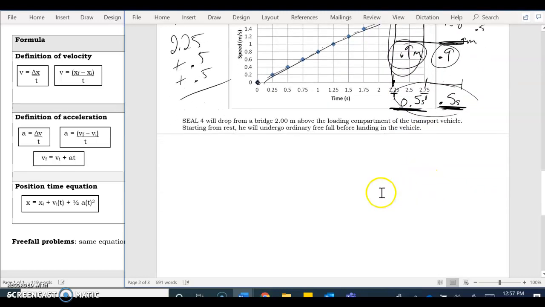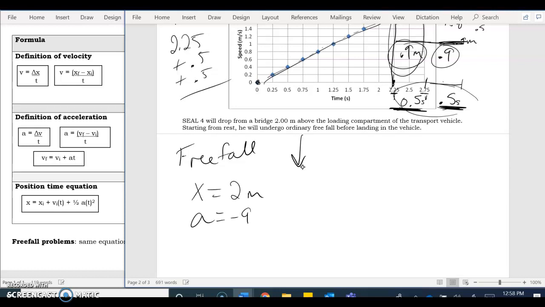So hopefully that helps. And then SEAL number 4 is a free fall because he's dropping down. You have a distance of 2 meters. You know that acceleration when something drops is gravity. He started from rest, and then you can solve for time. So I would choose that formula to solve for t. Good luck.